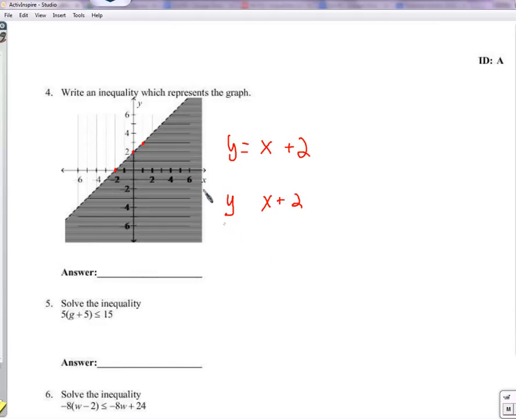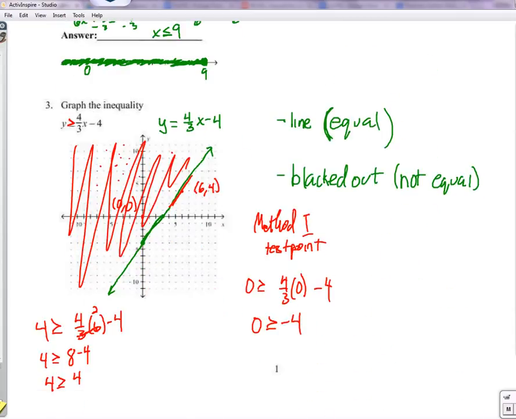Well, let me jump back to this problem number 3. I never showed you method number 2. Method 2.